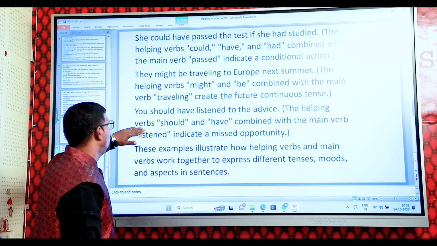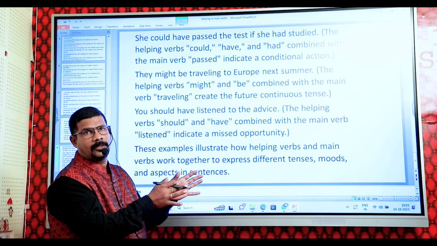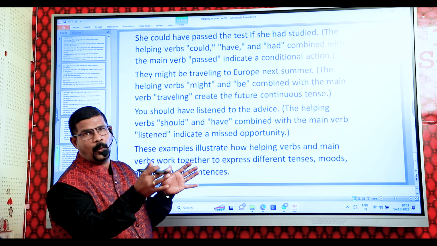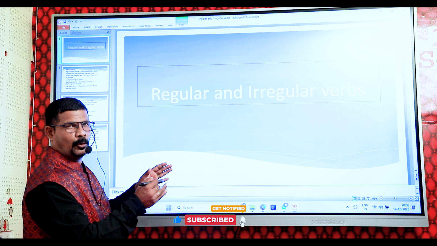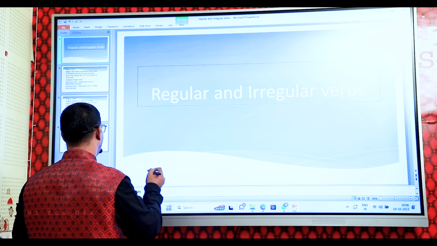Dear viewers and learners, next we are going to see regular verbs and irregular verbs. This is part of the structure in a sentence. So let's see one after one. What is regular? What's irregular? I'm going to teach you how to identify regular and irregular verbs. Very easily I'm going to educate you.